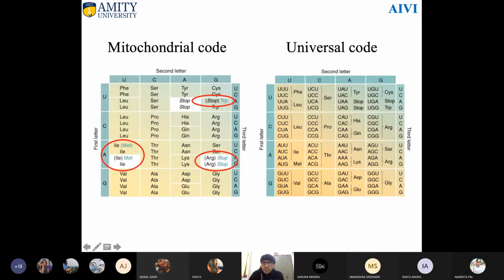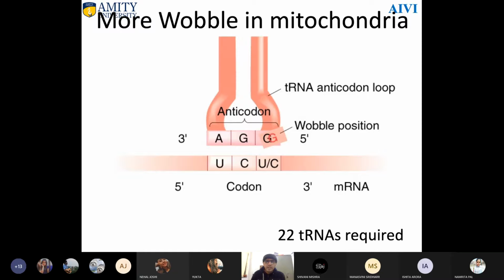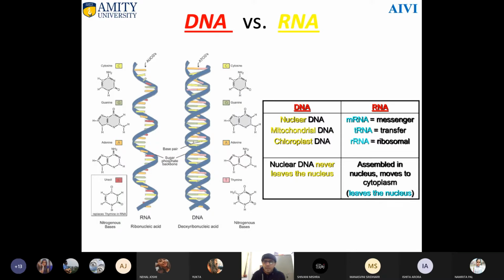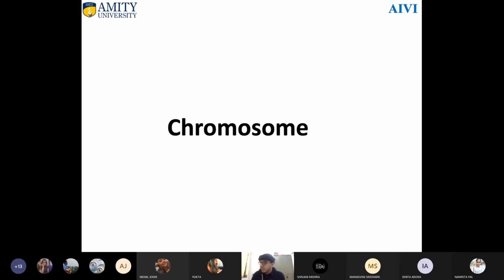And those you can see are isoleucine codons, which would code for isoleucine in the normal case. They are coding for methionine in the mitochondria. So that's why universality is lost in the mitochondrial genome, in mitochondrial transcription or translation. So this is how the wobbling works. Wobbling is so extensive that you don't need 32 tRNAs in the case of mitochondria. You need just 22 tRNAs in the case of mitochondria. So that covers DNA versus RNA.